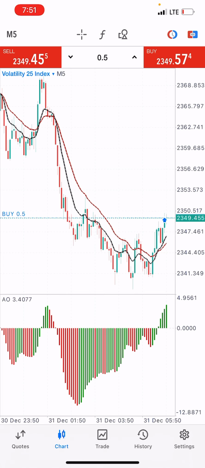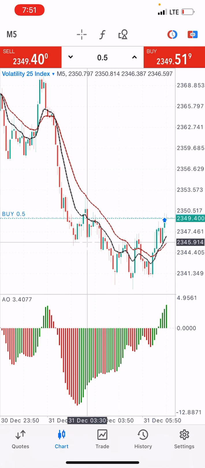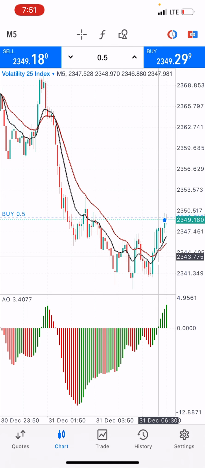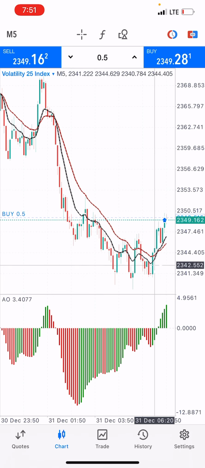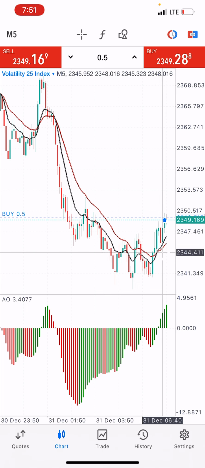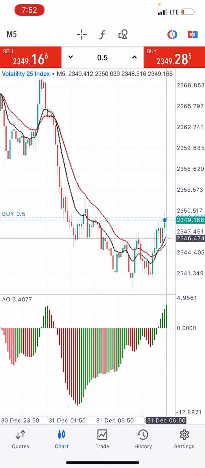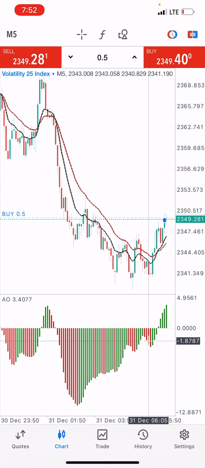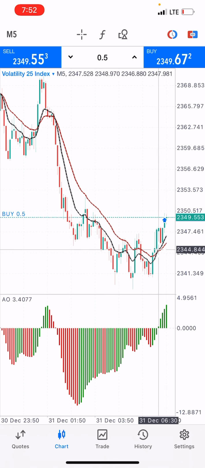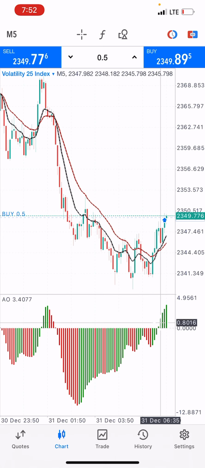So guys, this is the strategy for volatilities. What do you need to trade this strategy? Two conditions. Watch out for the Awesome Oscillator and the intersection of the moving averages. To place a buy using this strategy, you wait for the black moving average to cross above the red moving average. That is the first condition. And number two, you wait for the Awesome Oscillator to move above the 0 level. As you can see at this point of intersection, the Awesome Oscillator was already above the 0 level.